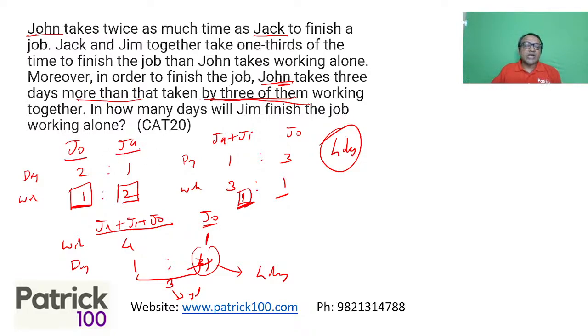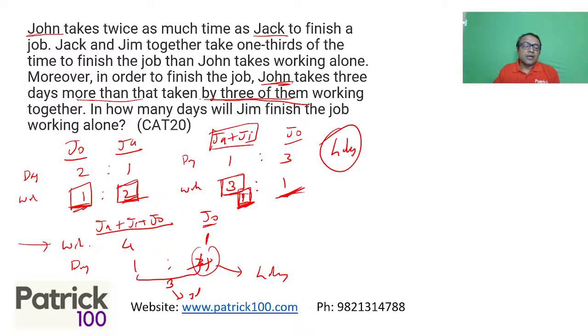So let's look at John and Jack. John takes twice as much time as Jack. So the work done is 1:2. Reverse. Jack and Jim, 1/3 of John. So work done is 3:1. Jack plus Jim take 3 days to complete that 3 work. Amount of work is 3, and Jack does 2 work. So Jim will do 1 work. We can do this because John's work is the same in both cases. So Jim will do the same amount of work as John.